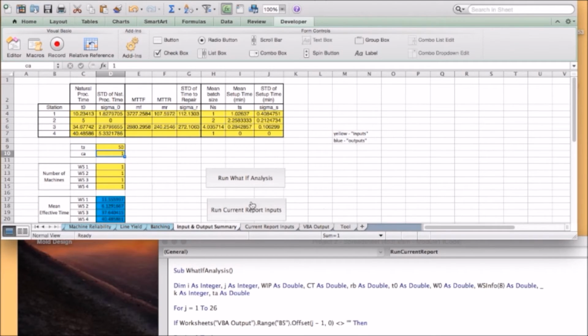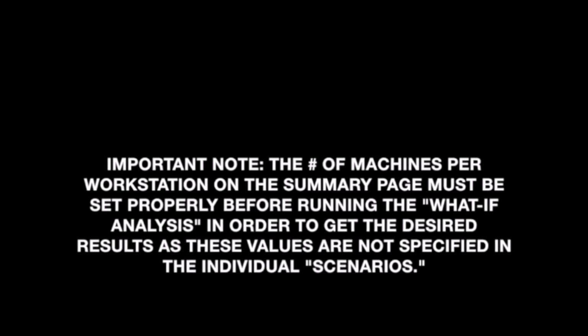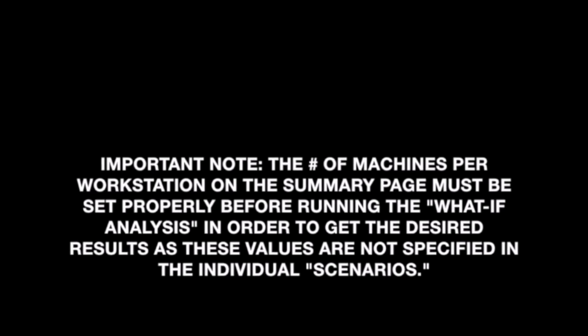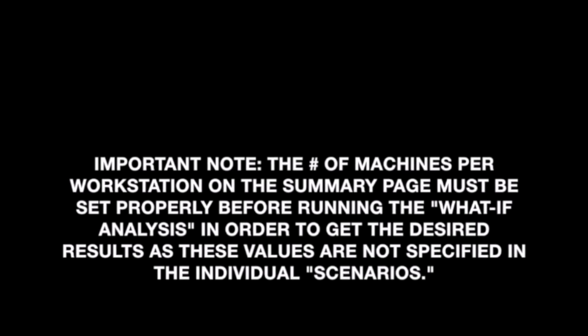And these are great tools to look at what we have and what we can do, and look at the capability of this system, and based on how we change processing times and mean times to failure, and batch times and setup times. So look at what we have and how we can change it to give us our desired result. An important note: the number of machines per workstation on the summary page must be set properly before running the what-if analysis in order to get the desired results, as these values are not specified in the individual scenarios.